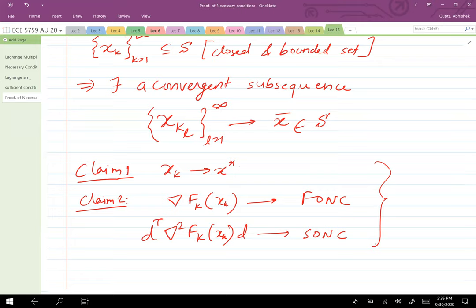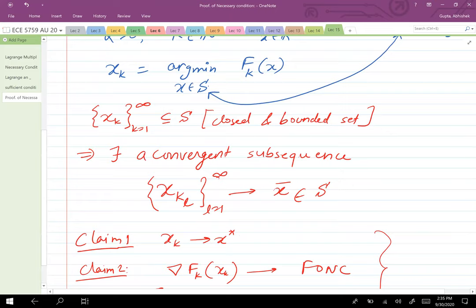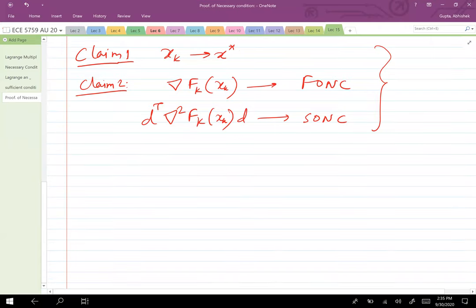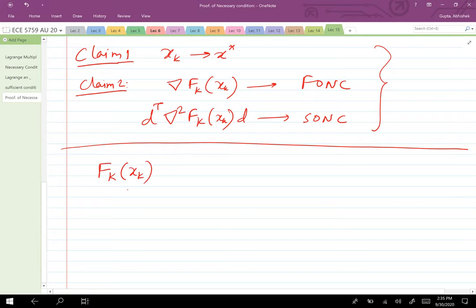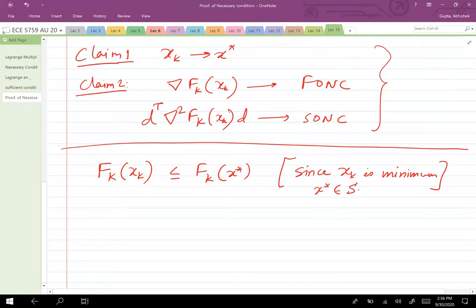Okay. So let's try and think about claim one. So claim one says, well, x_k itself converges to x star. So in order to prove this claim, the first thing we need to show is that x bar itself is equal to x star. So let's think about that. I have f_k(x_k). Of course, it is the minimum, so it must be less than or equal to f_k(x star), since x_k is a local minimum, and x star also belongs to the set capital S.